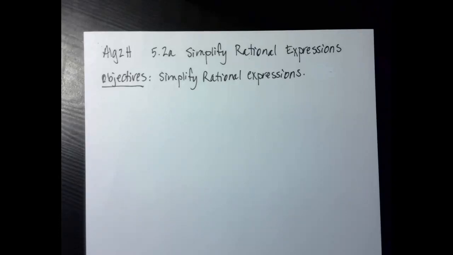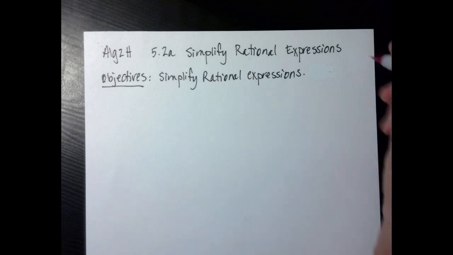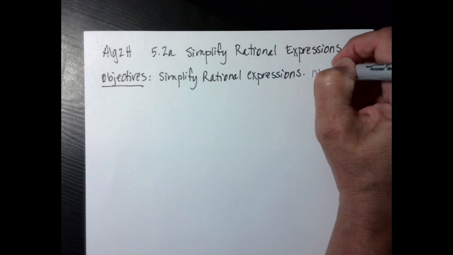Math Humans, we're going to do 5.2a today. We're going to simplify rational expressions. So our objectives are that we're going to simplify rational expressions. Alrighty, the next thing that we're going to do is multiply.